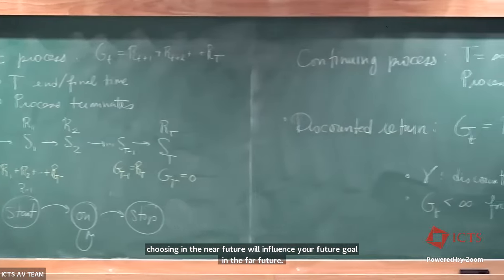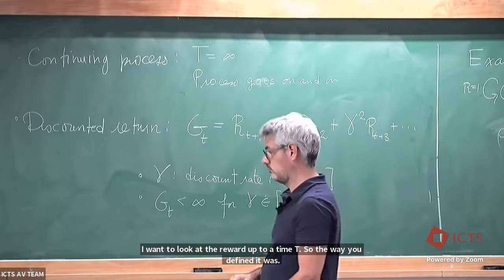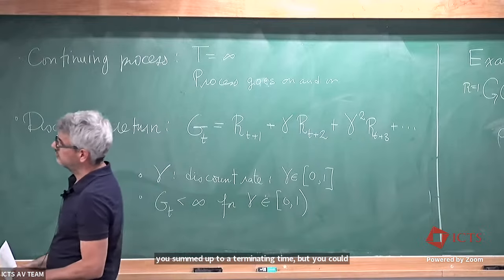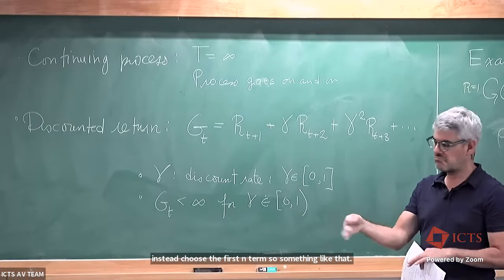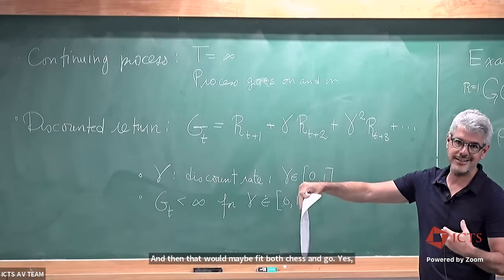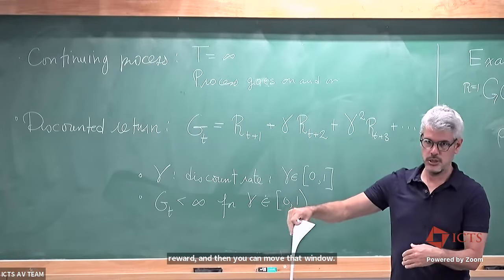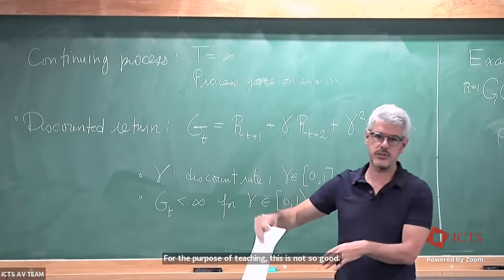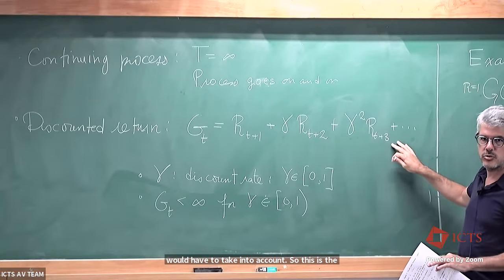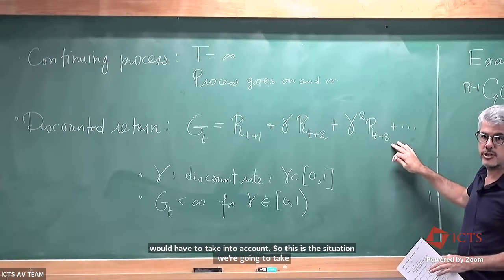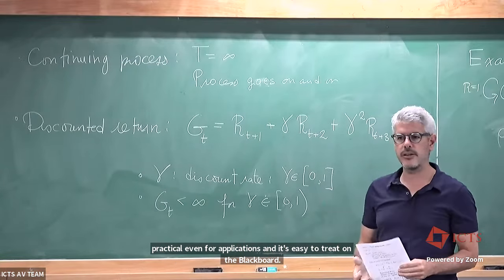Say I want to look at the reward up to a time t. The way you defined it was you summed up to a terminating time, but you could instead choose the first n terms or something like that. And then that would maybe fit both chess and Go. Yes, you can do this, and this is being done. You can define a finite horizon reward, and then you can move that window. For the purpose of teaching, this is not so good because it introduces lots of new notations that I would have to take into account. So this is the situation we're going to take as a practical situation. It's quite practical even for applications, and it's easy to treat on the blackboard. But around this, you can imagine many variations for sure.